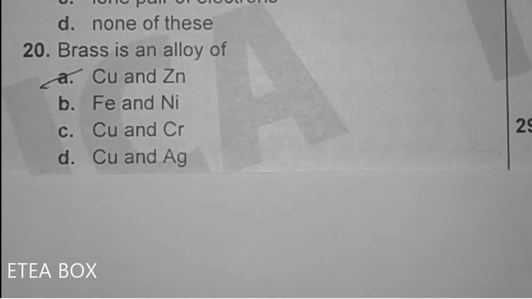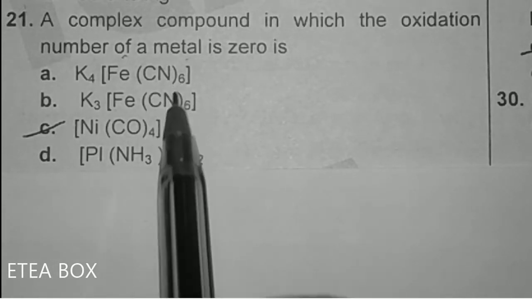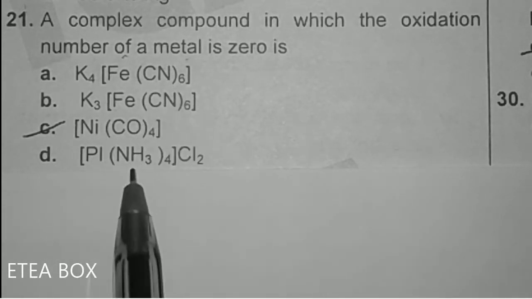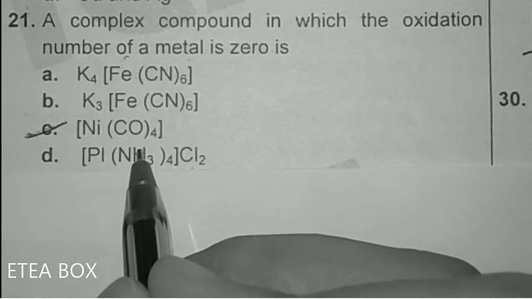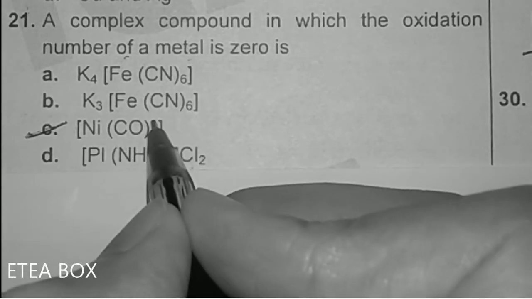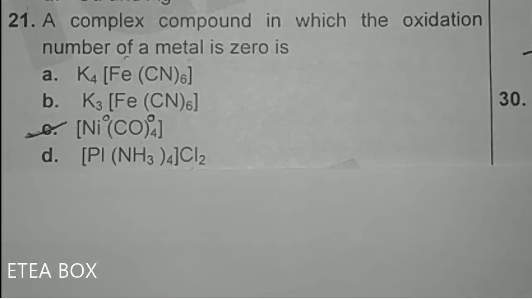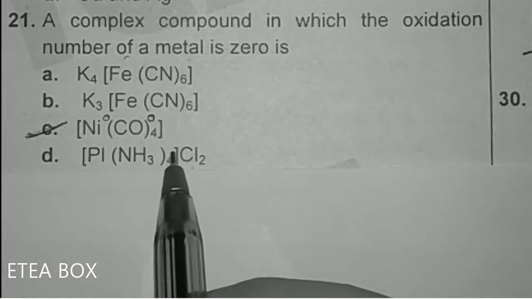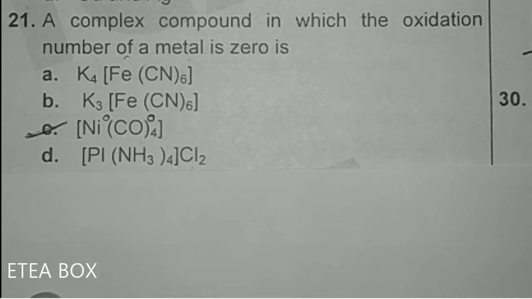Brass is an alloy of copper and zinc. Option A: complex compound in which the oxidation number of the metal is 0. Now look here. We know that cyanide also has an oxidation number. Fluorine has an oxidation number. Look at the C option, nickel carbonyl. We know that carbonyl is neutral. When this is neutral, it means its oxidation state is 0, and in turn nickel will also have the oxidation number 0. Its IUPAC name is tetracarbonyl nickel, and its oxidation state will be 0.